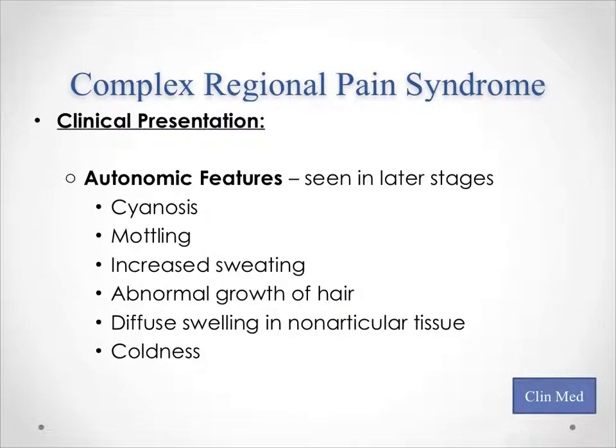Autonomic dysfunction is seen with this syndrome because it involves the autonomic nervous system. So some of the features that you can see in the later stages of the process would be things like cyanosis, mottling of the skin, like I mentioned earlier, although it can be seen in earlier disease, increased sweating, as I mentioned in the first couple of slides, abnormal hair growth, diffuse swelling in non-articular tissues, and coldness.